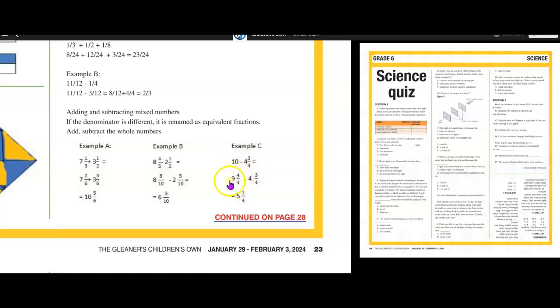Okay? Now we are able to complete. Now 4 from the 9, the whole numbers, would leave us with 5, and 3 from the 4 would leave us with 1, and we would have 4 as our denominator. So again, 10 minus 4 3/4 would be equal to 5 1/4.